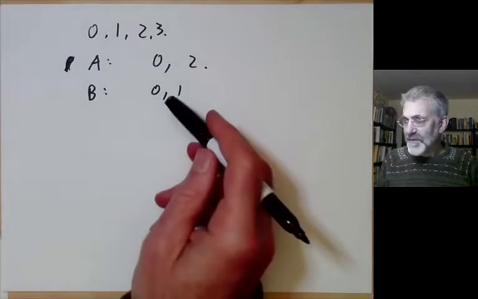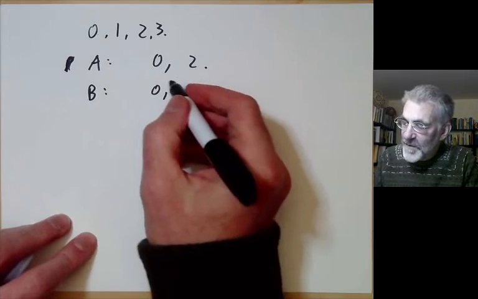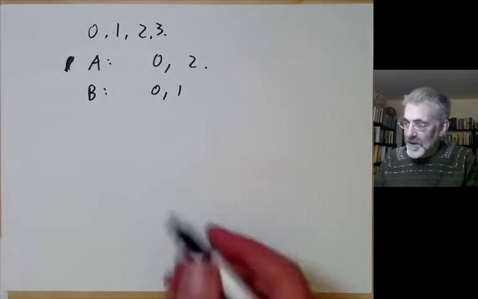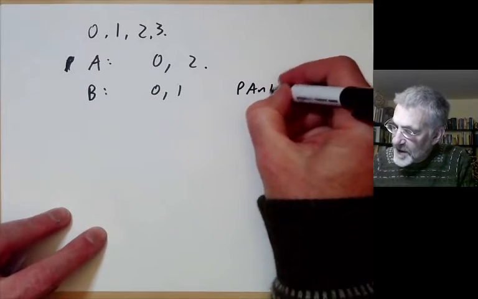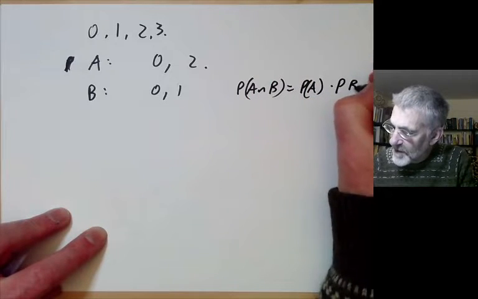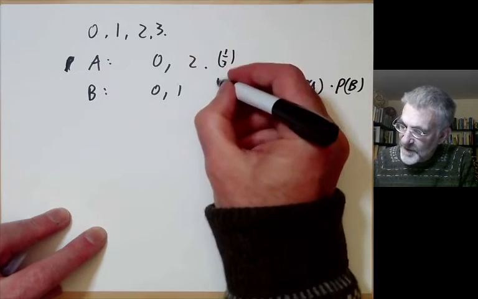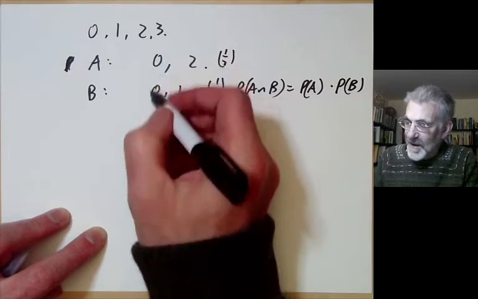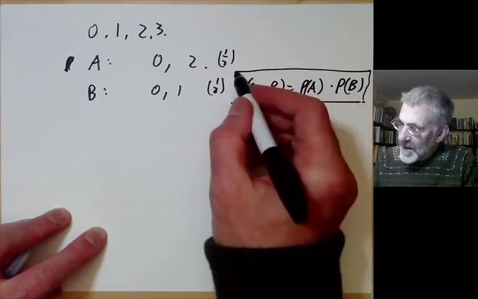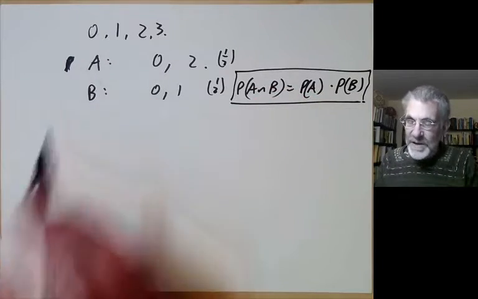No, it doesn't. It gives you no useful information about the probability that the number is 0, because even if you know the number is 0 or 1, there's still a 50-50 chance that it's even. So the probability of A intersection B is equal to the probability of A times the probability of B. The probability of A is a half, the probability of B is a half, and the probability that A and B both occur is a quarter. So that means these two events are independent, and knowing B isn't helpful if you're trying to figure out A.